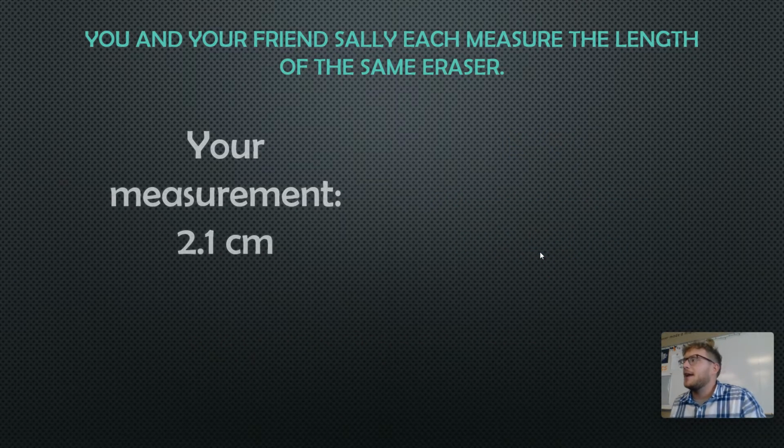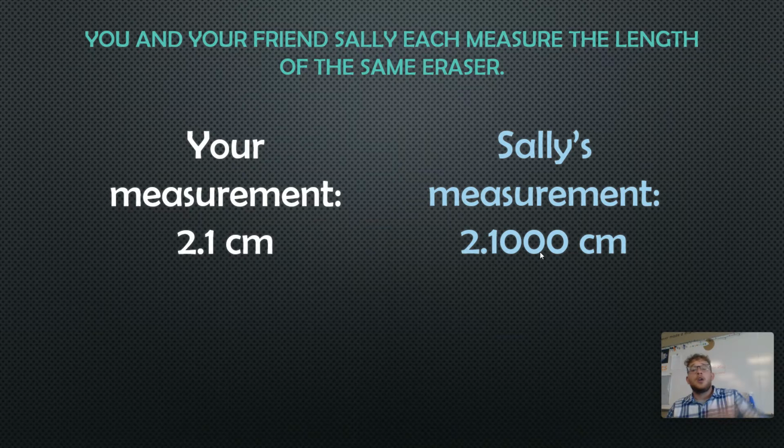So let's look at another example. You and a friend Sally, okay, each measure the length of the same eraser. You measure it to be 2.1 centimeters. She measures it to be 2.1000 centimeters. So what's the difference between those two numbers? 2.1 is 2.1. Correct, okay? But here's the difference. If there are zeros after the decimal place, that's telling you precision. Again, the whole key to this is precision. How precise is my number?